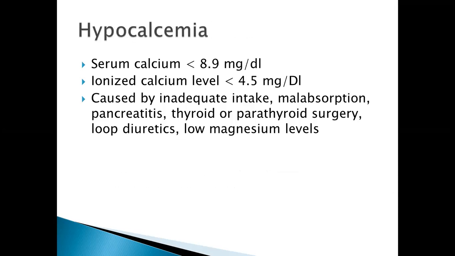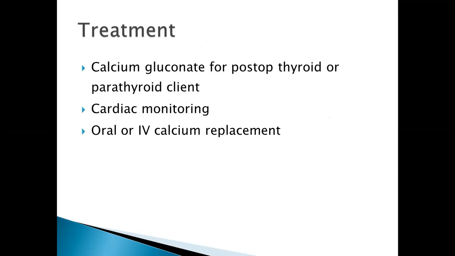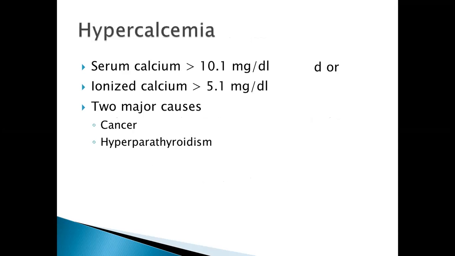Hypocalcemia is serum calcium less than 8.9 milligram per dL or ionized calcium level less than 4.5 milligram per dL, caused by inadequate intake, malabsorption, pancreatitis, thyroid or parathyroid surgery, loop diuretics, or low magnesium levels. Signs and symptoms include anxiety, confusion, irritability, muscle twitching, paresthesias, tetany. There could be fractures, diarrhea, diminished response to digoxin, ECG changes. Calcium gluconate can be given with cardiac monitoring for oral or IV calcium replacement.